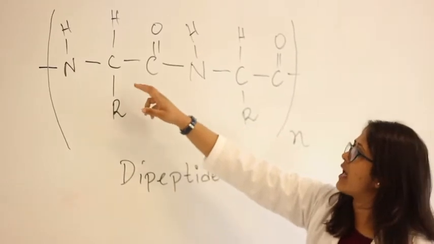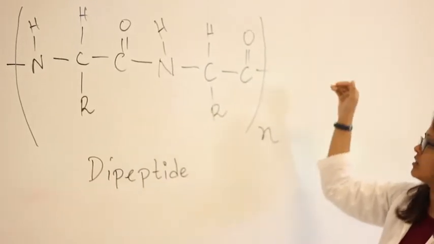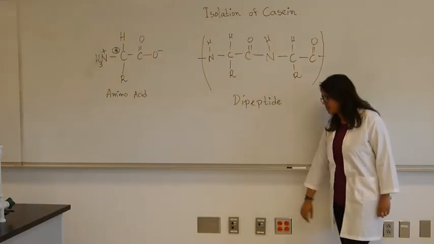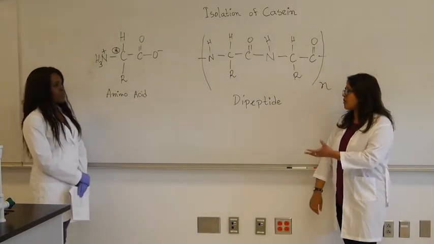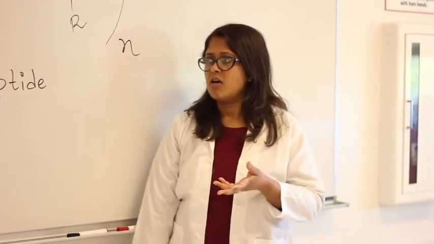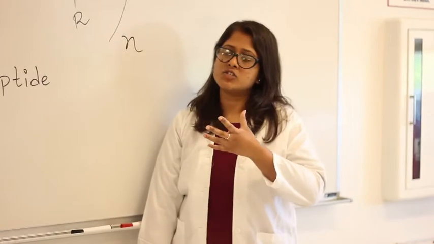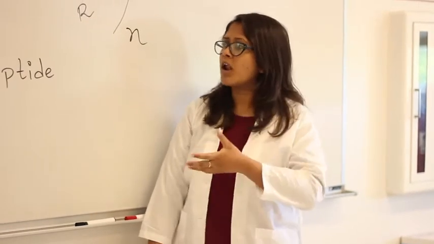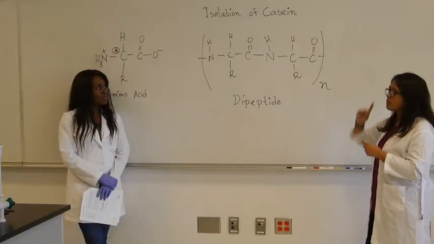So here you can see the N-C-C, the repetitive central, essential skeletal bond of the protein. This is an example of a dipeptide. Protein is very important for the human body. Right after water, most of the human body is made up of protein, like our hair and nails, and of course our essential processes like hormones and enzymes, all are made up of protein molecules. So this lab is about isolating the milk protein casein.